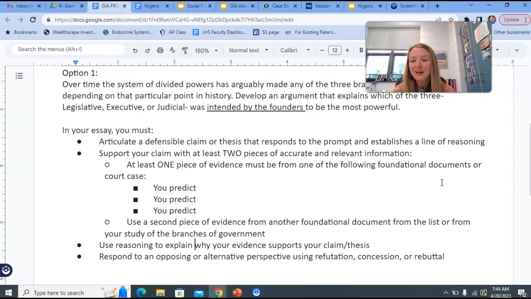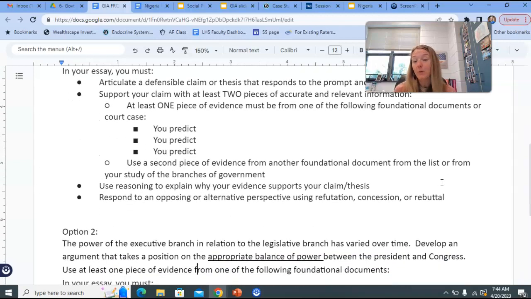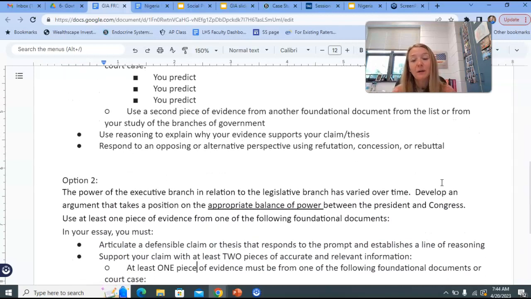Okay, so the second option is going to follow the same format because it's an argumentative essay and it is very similar. This one is more specific, though. It just deals with two branches. The power of the executive branch in relation to the legislative branch has varied over time. Develop an argument that takes a position on the appropriate balance of power between the president and Congress. Use at least one piece of evidence from the foundational documents.